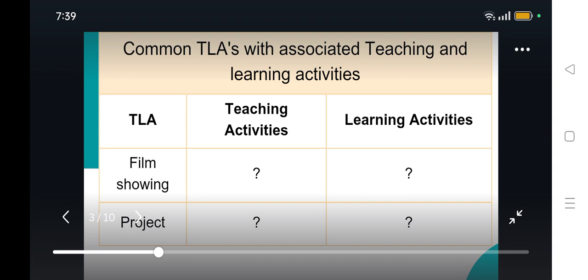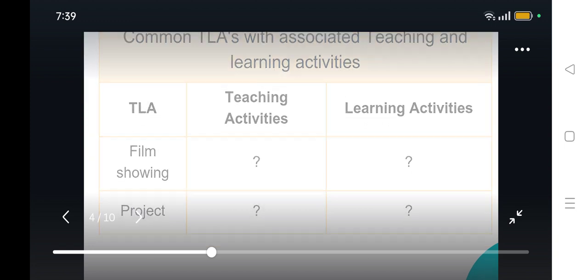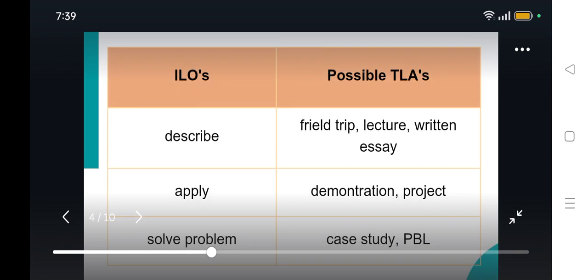Besides, when you design intended learning outcomes, they must be in the student's perspective. That's why you put there at the end of the course, the students. Please take note. The learners, the students, the trainees must be able to, whatever verb or verbs you want these learners to activate in the teaching and learning process. Some typical ILOs are like describe, apply, solve problem. I have here some examples of these possible teaching and learning activities.